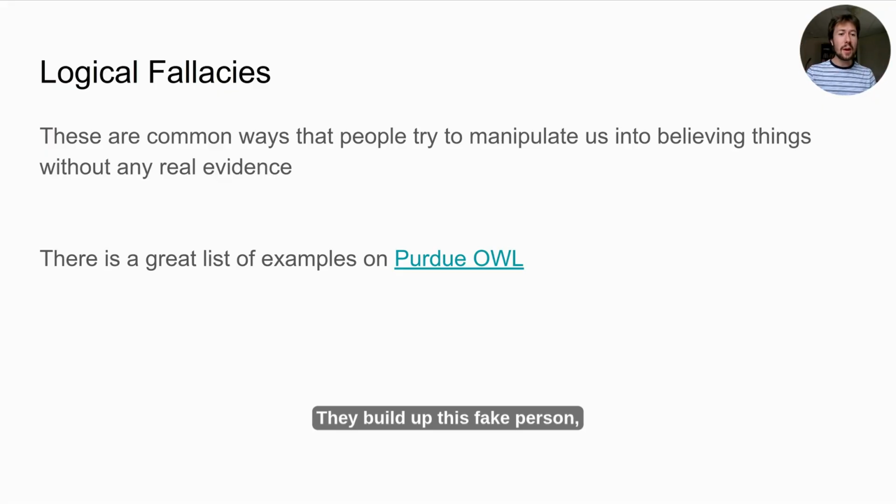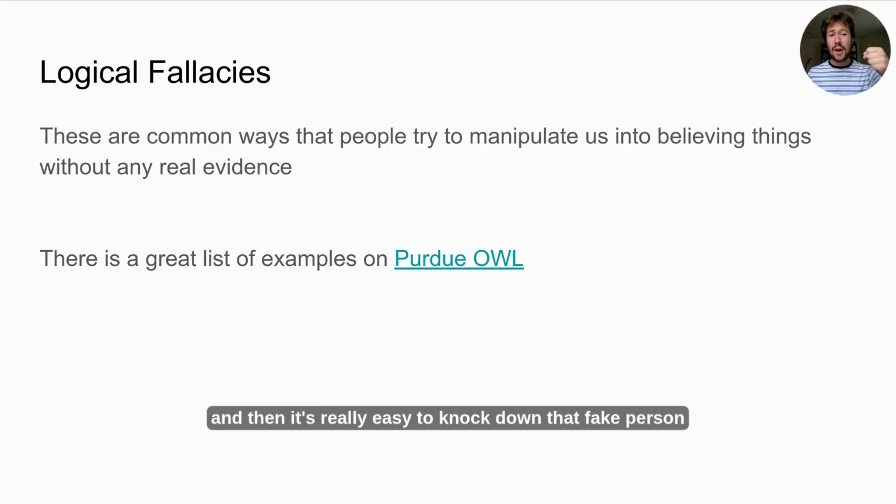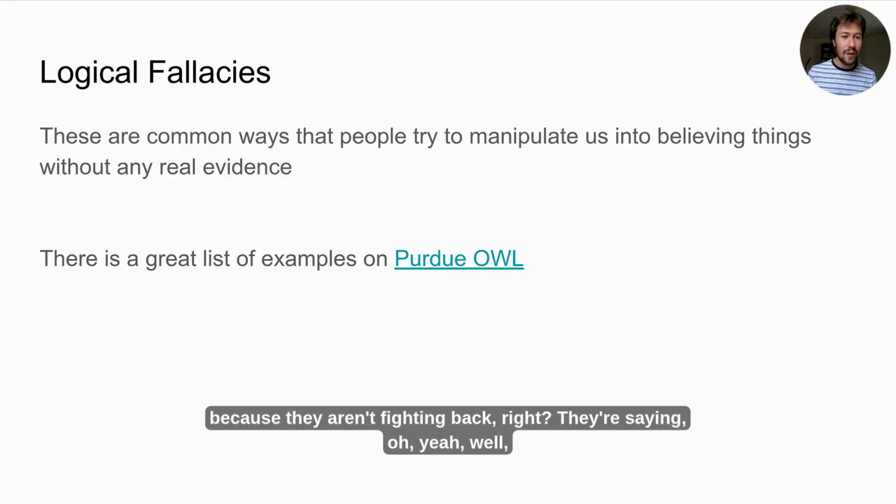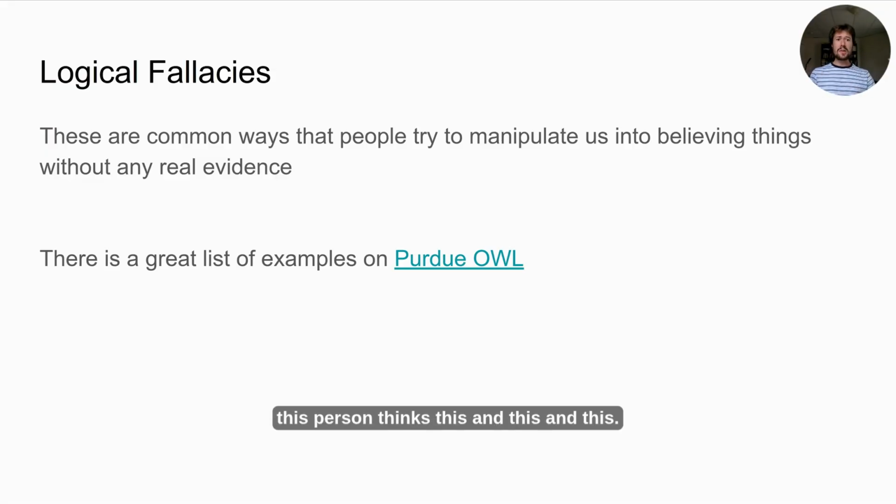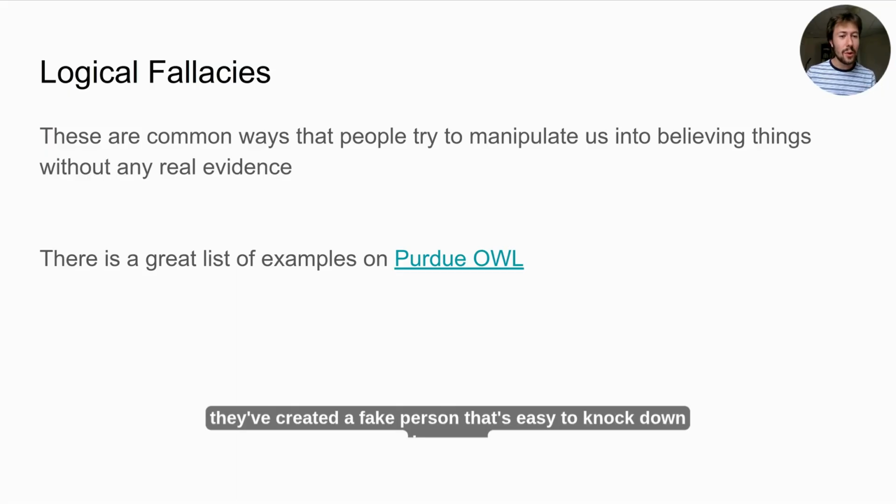They build up this fake person, and then it's really easy to knock down that fake person because they aren't fighting back, right? They're saying, oh yeah, well, this person thinks this and this and this. Instead of arguing against the real person, they've created a fake person that's easy to knock down because it doesn't have any actual beliefs grounded in reason, right?